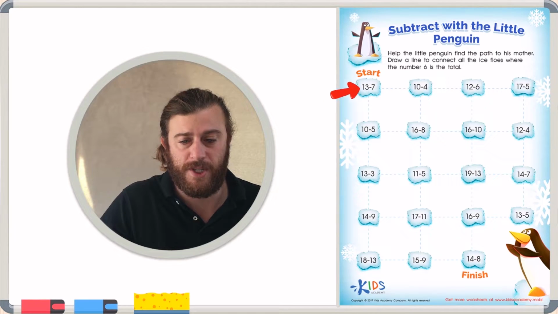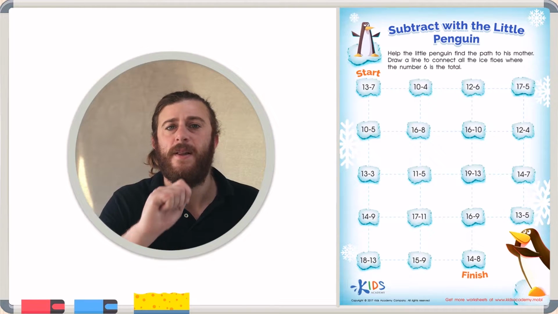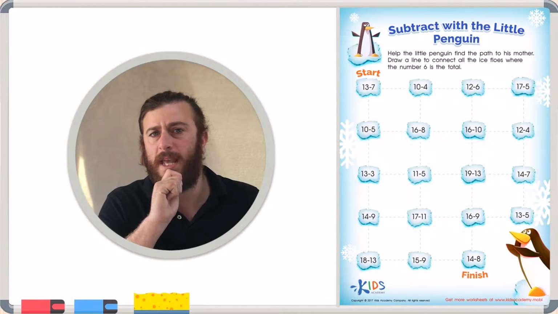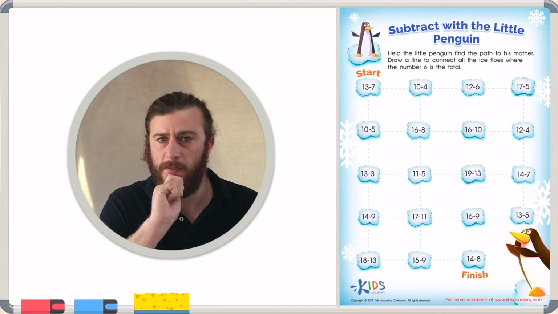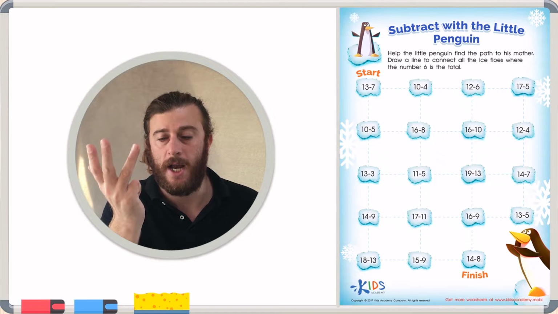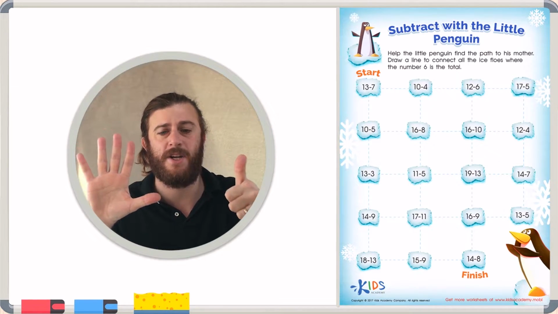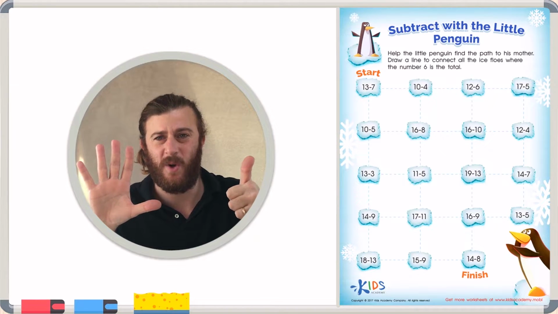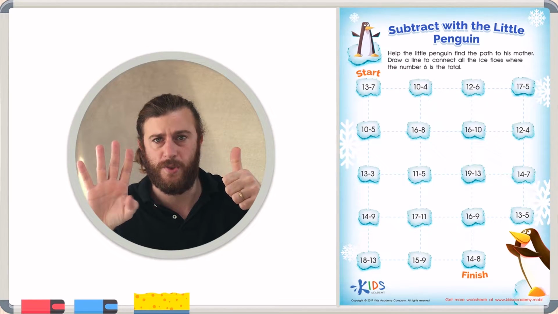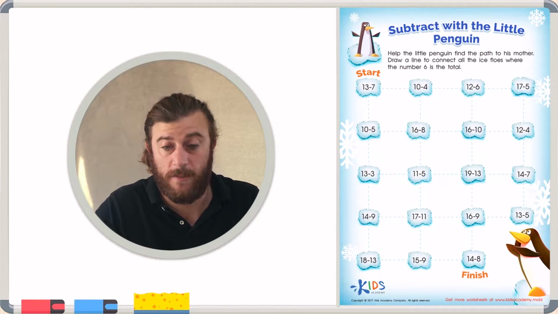So our first problem is 13 minus 7. Let's use our counting back strategy again. 13. Remember, don't count 13. 13, 12, 11, 10, 9, 8, 7. Okay, I landed on my target number of 7. Am I holding up 6 fingers? 1, 2, 3, 4, 5, 6. I am. So this is a great place to start.